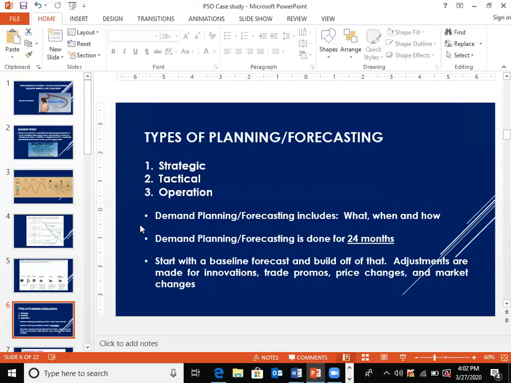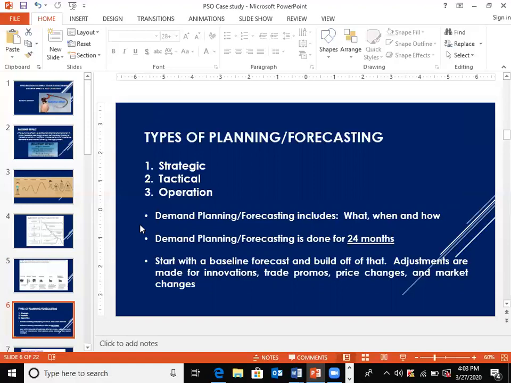Generally speaking, I also mentioned this, demand planning determines what, when, and how you will be selling. So demand planning is all about the 4 Ps: what product you want to make, at what price, where you want to place it, and how you are going to do the promotion. Forecasting in companies for products is usually done for 24 months. So generally speaking, companies should have forecasts for at least 24 months.